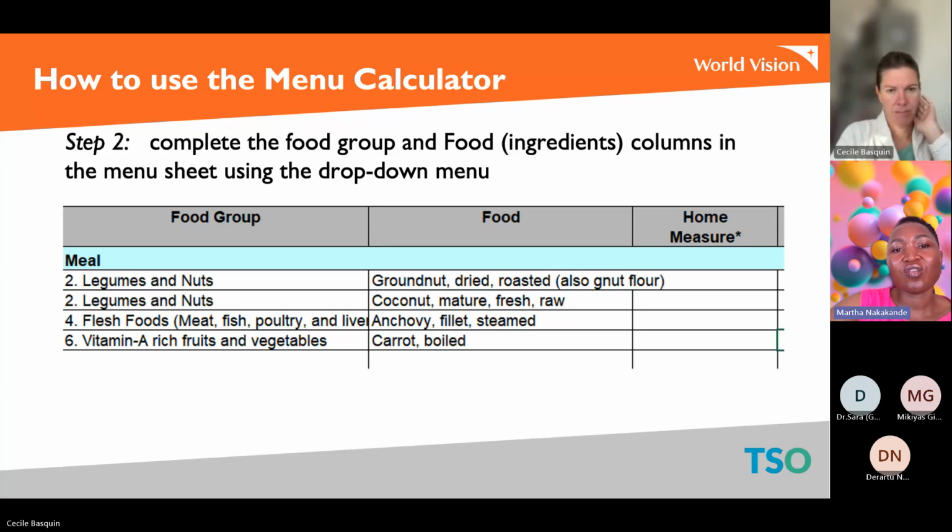And then the home measure, we can wait to do that later until we are very sure. And then quantities. So if we are making porridge for one child, how many grams do you think you need?